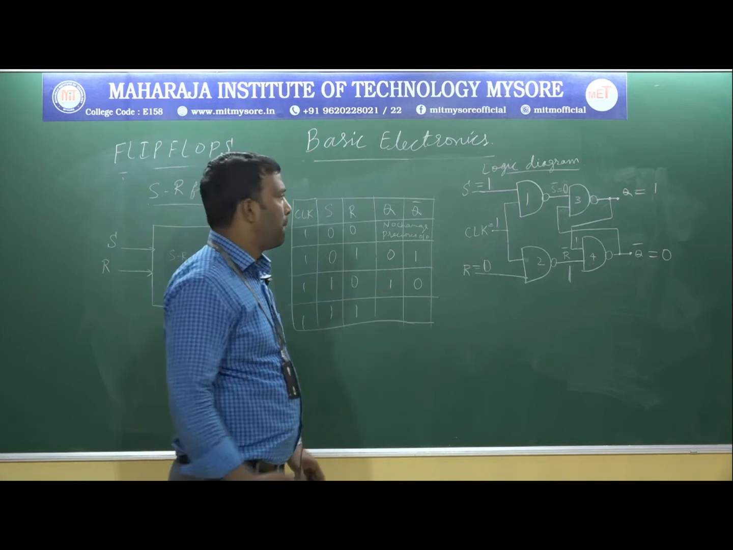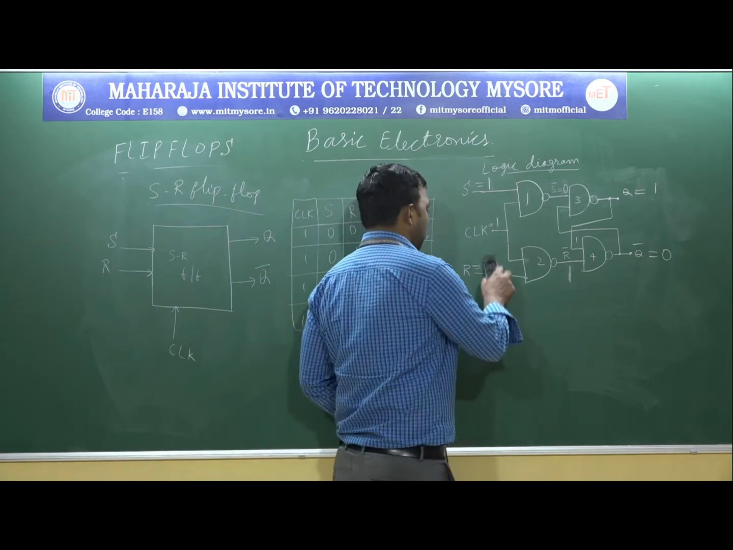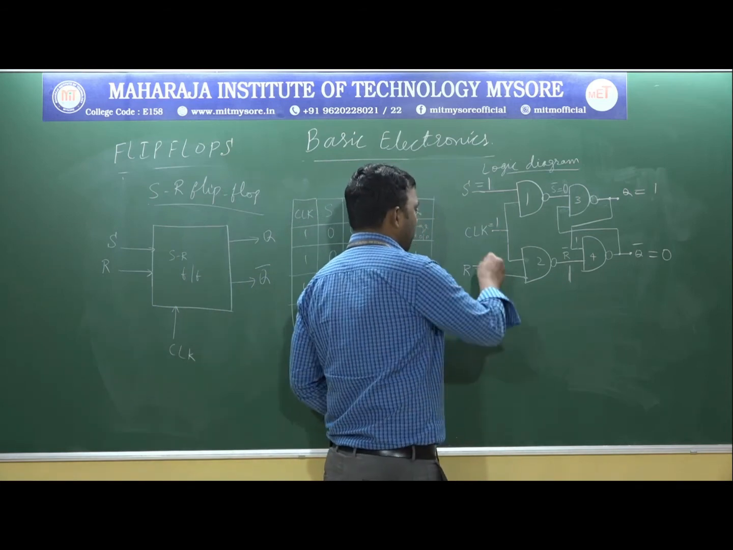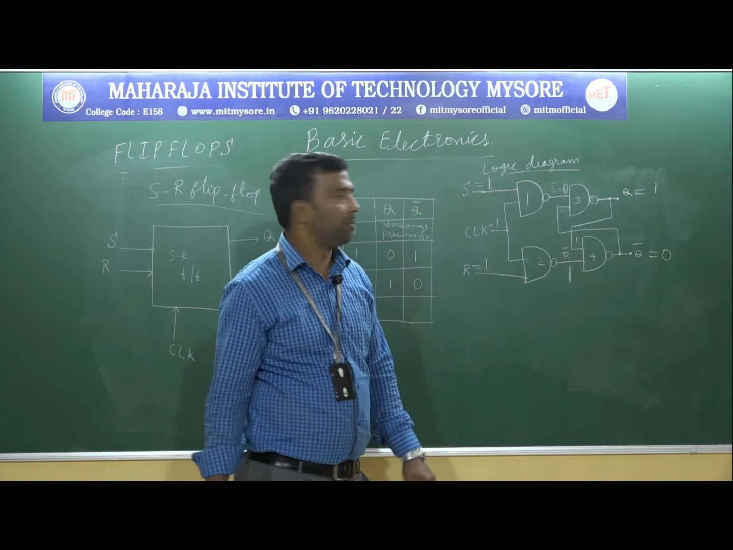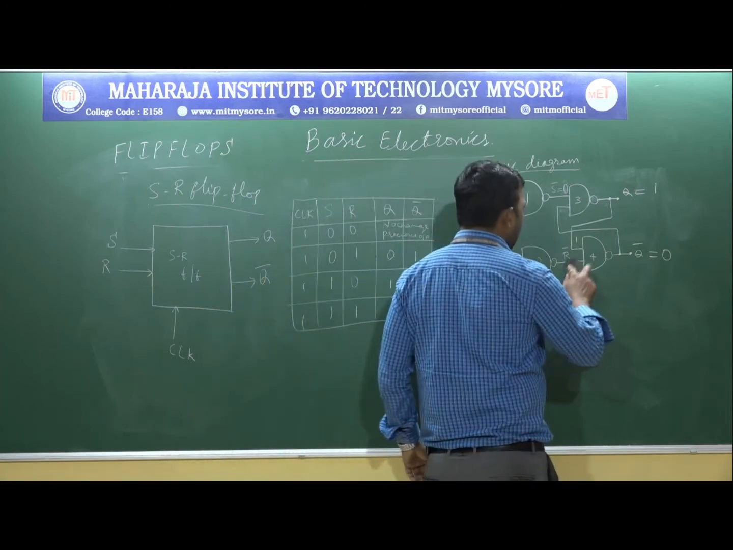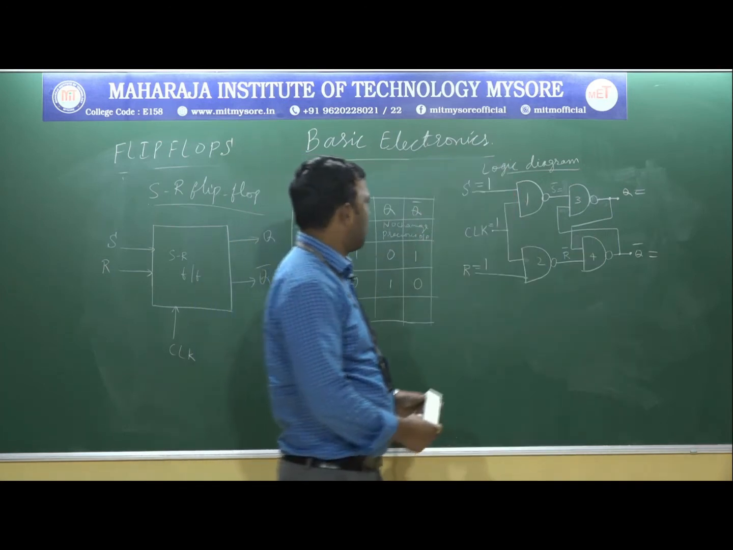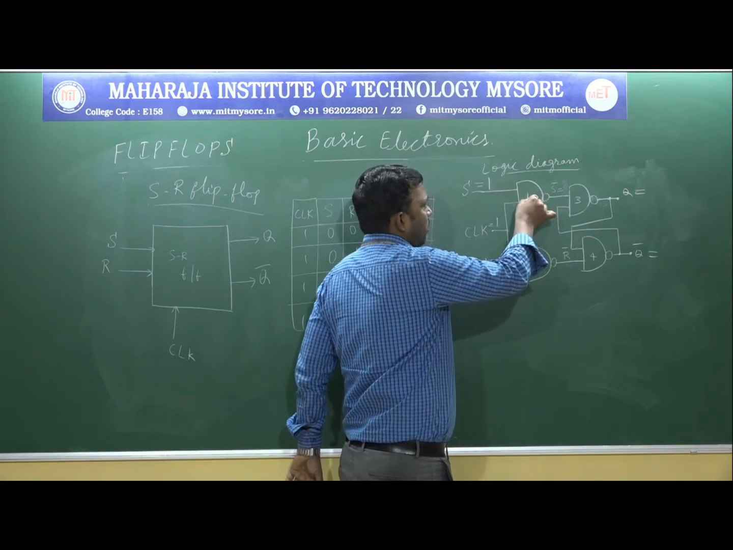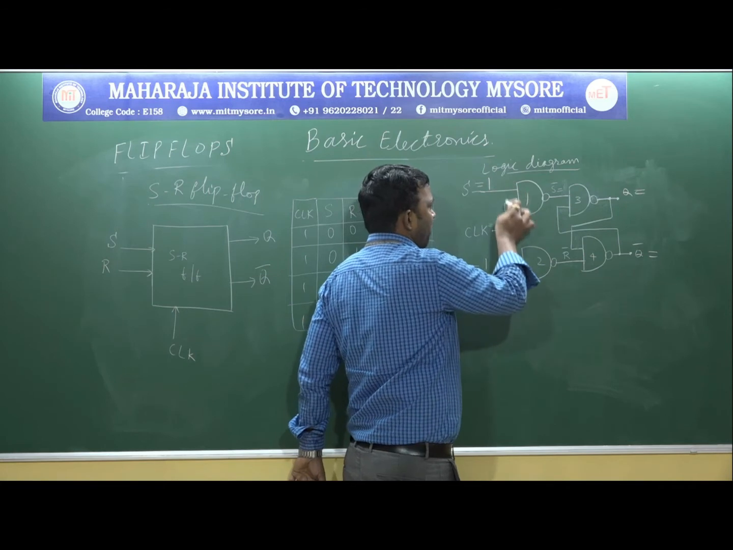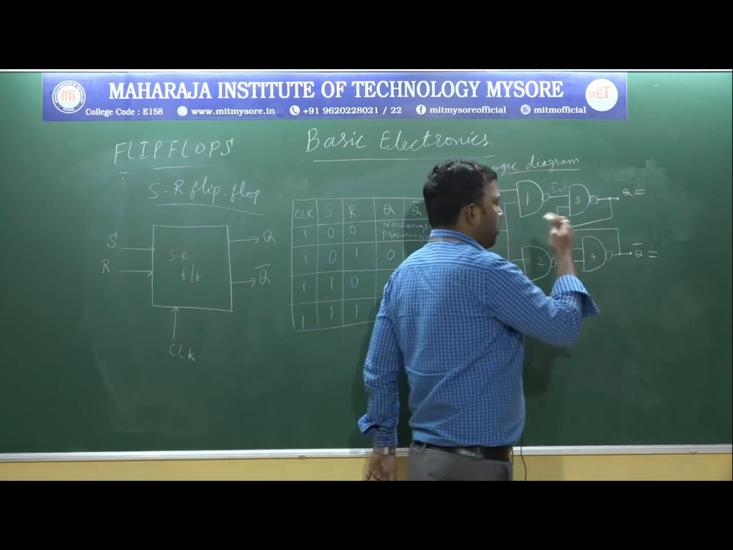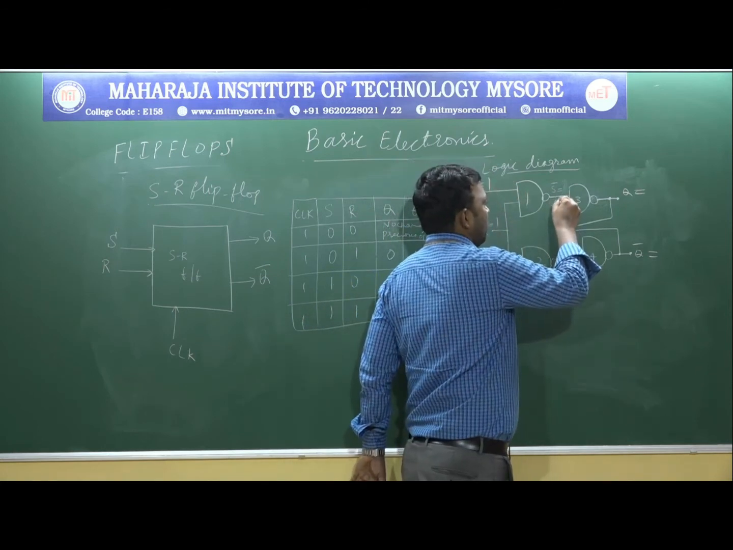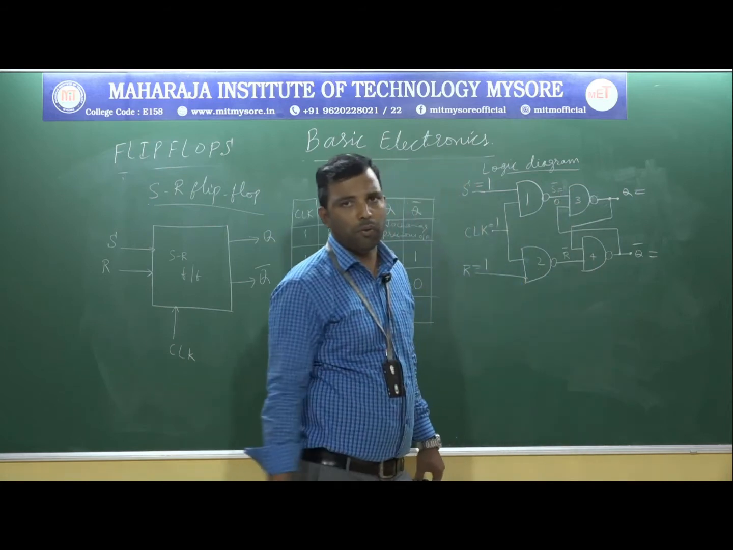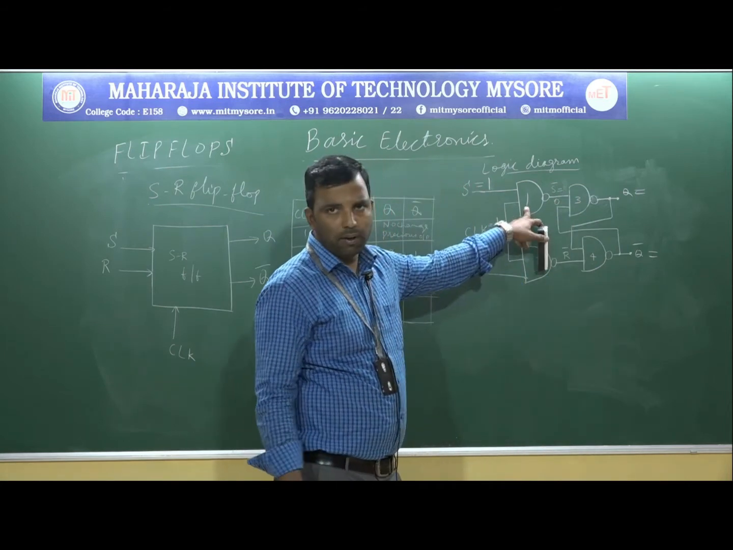Q is set. Next, we are going for another condition, S equal to 1, R equal to 1. We are going to analyze that. Now let us consider that both are 1 1. The inputs for NAND gate 1 are 1 1. What is the output? Both the inputs are 1, so the output is 0. Output is 0 from NAND gate 1.